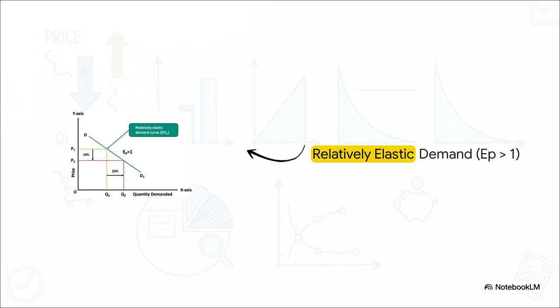Let's look at relatively elastic demand in action. Imagine a mere 10% price drop triggers a massive 20% surge in the quantity we demand. Notice how flat an elastic demand curve is. The gap representing quantity is visibly much larger than the price drop itself. This is your classic luxury item behavior.